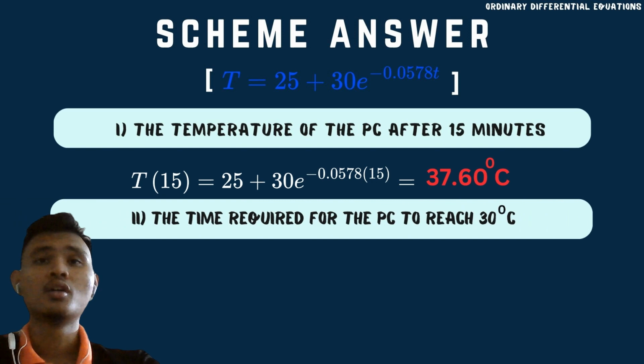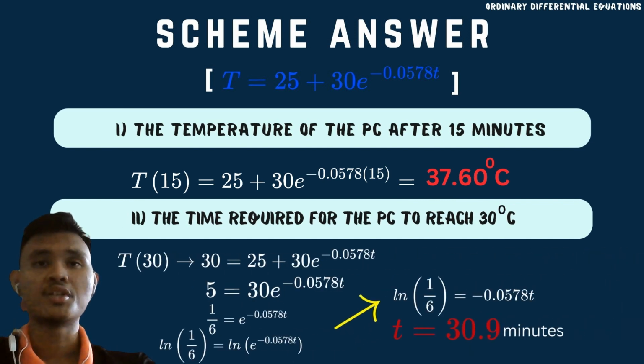For the second question, we have to find the time required for the PC to reach 30 degrees Celsius. To solve this, we have the equation 25 plus 30 e^(negative 0.0578t) equals 30. Then we solve it as usual, and to eliminate the exponent, we place ln on both sides, which brings the power in front. Therefore, we get the answer for the time, which equals 30.9 minutes.